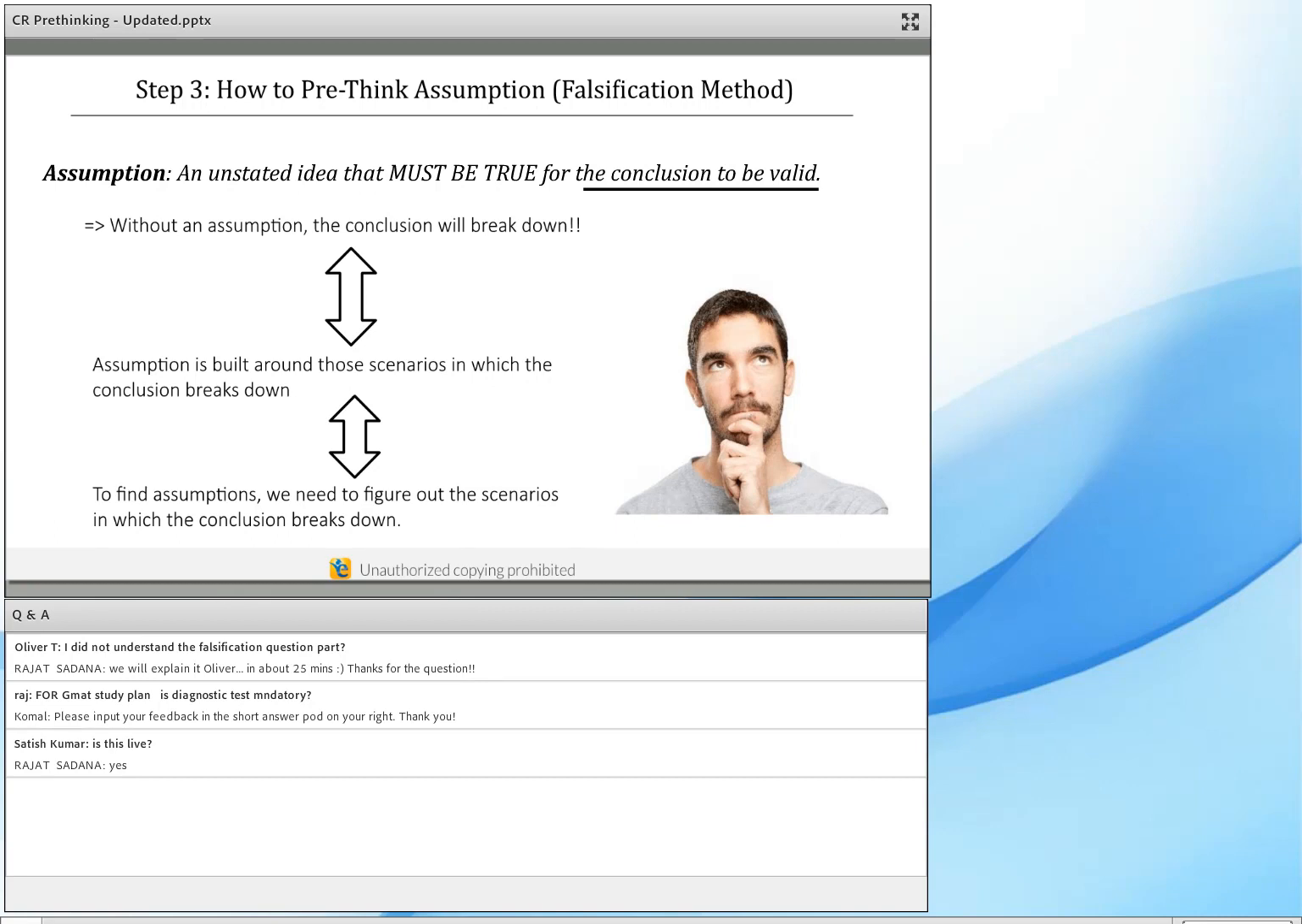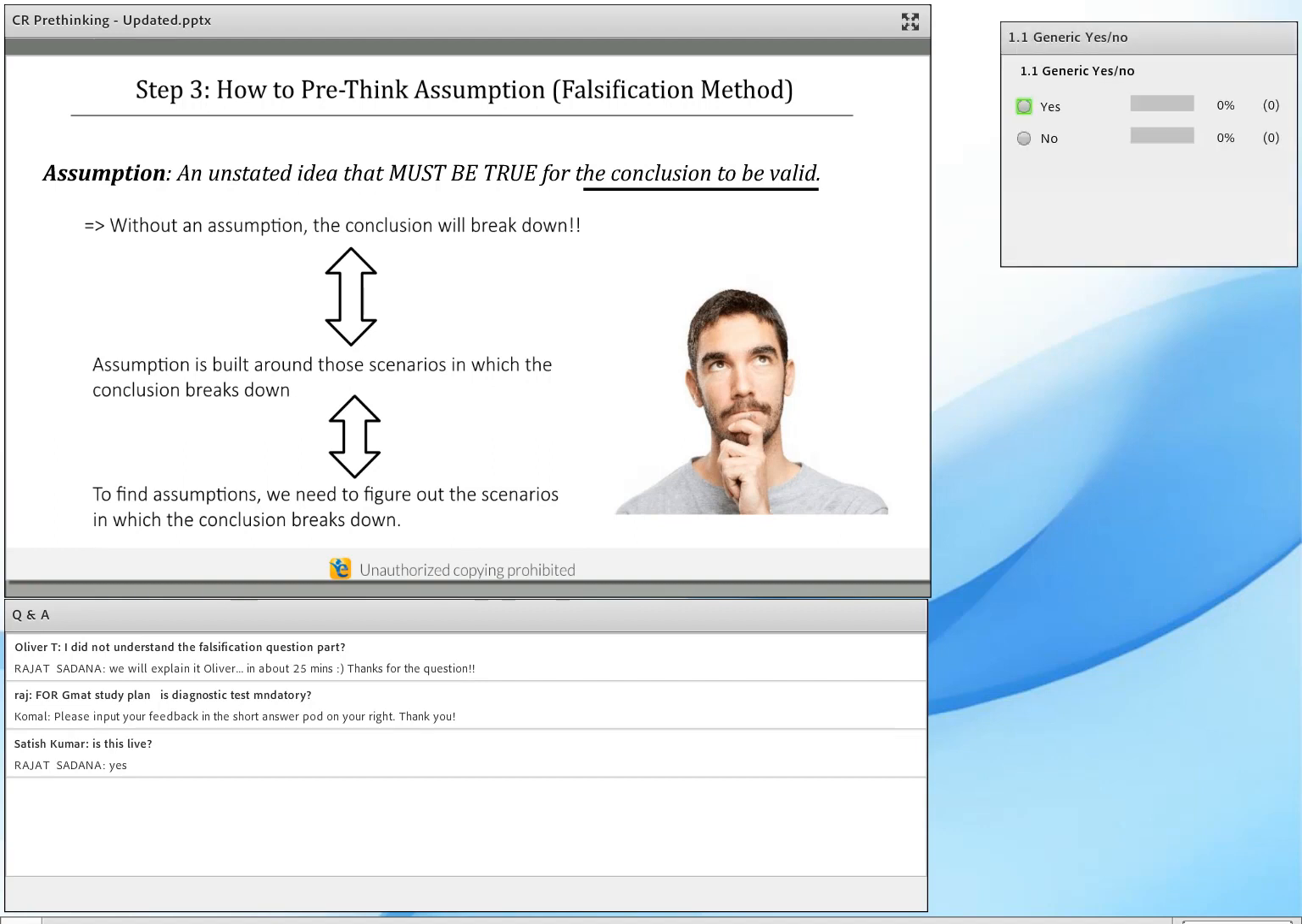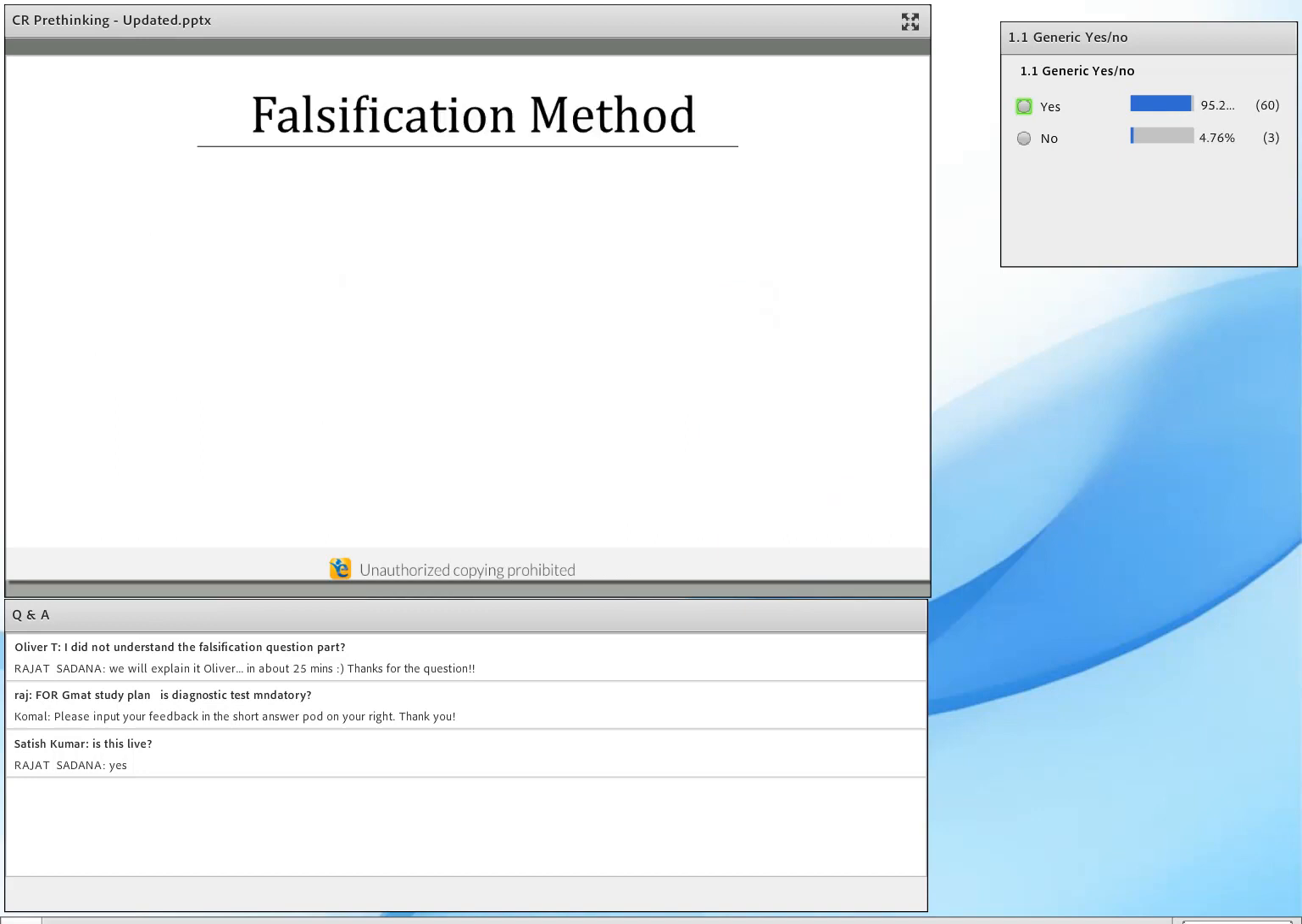Read this statement once again, and read this entire slide once again, and tell me, does that make sense to you? If by definition the assumption is that must-be-true statement, then it has to be built around the scenarios where the conclusion starts to break down. Right? And so if we have to figure out what an assumption should be, let's figure out where the conclusion breaks down. If we figure out where the conclusion breaks down, then we should be able to figure out what an assumption is. So how do we figure out where the conclusion breaks down?